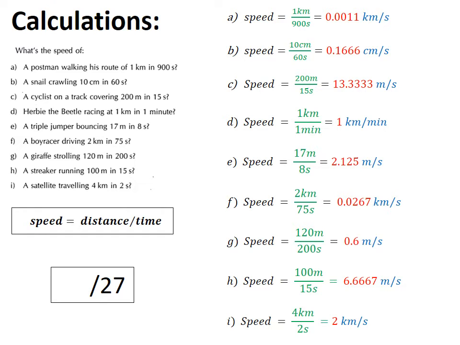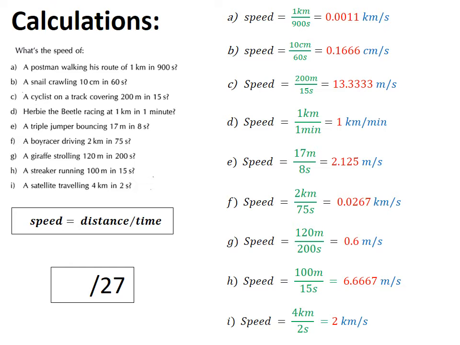Here are some examples of using the equation for speed. I'm not going to go through all of them, I will just go through the first two. So in question A, it says a postman walking his route of 1 kilometer in 900 seconds, and we need to calculate the speed. So we use the formula, speed equals the distance over the time. The distance was 1 kilometer and the time was 900 seconds. So 1 kilometer divided by 900 is 0.0011 kilometers per second. You would need to divide 1 by 900.